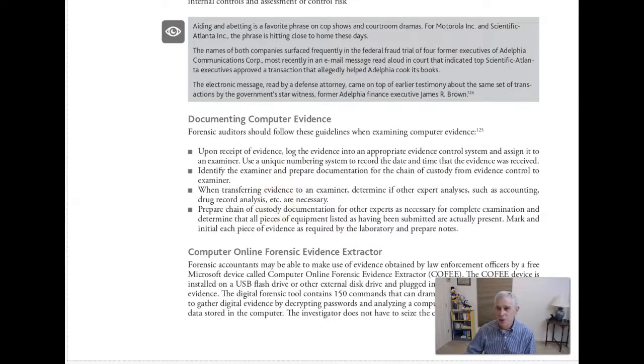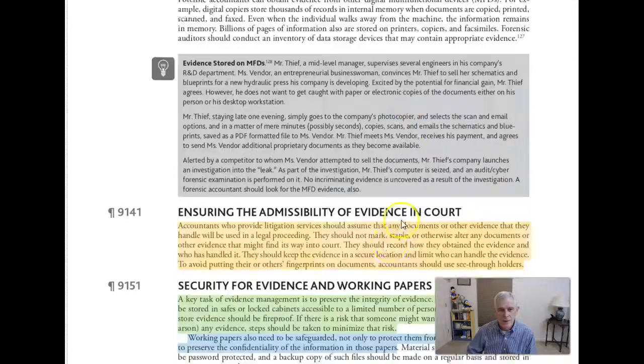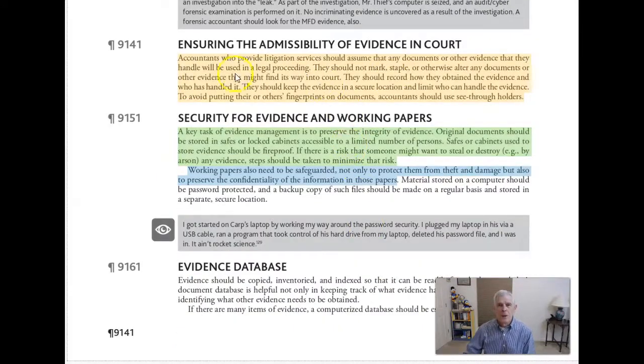So documenting talks about this, evidence log, chain of custody is very important. That's all we're talking about here. You want to ensure admissibility of the evidence you're collecting into court. So you don't want to destroy it. Whether it's computer form or actual documents, you don't want to destroy it. You need to safeguard the evidence. You need to safeguard your working papers. Keep everything locked up.